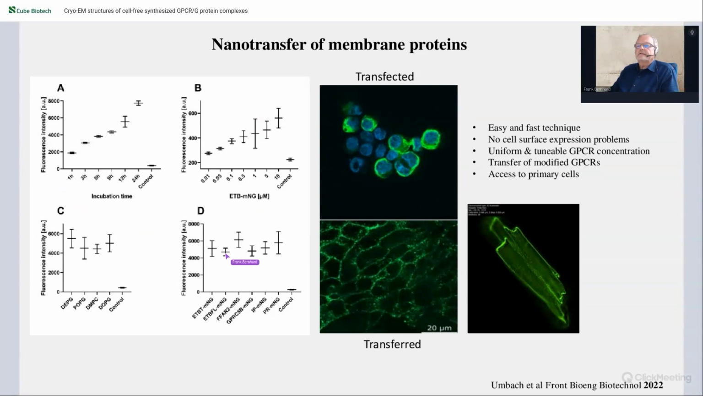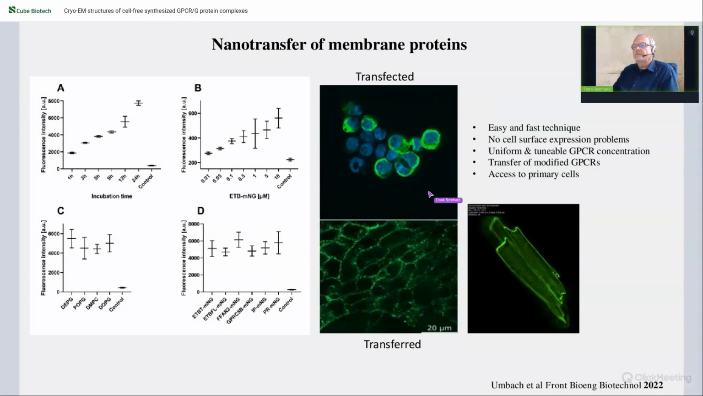Those are some basic characteristics. This transfer is very fast. Within 1 hour, you already get a significant transfer. You can nicely tune the amount of transferred protein by incubation time or by concentration of your protein solution. The transfer is independent of the lipid composition of the nanodisc membrane. It's also independent of the type of the inserted membrane protein. Here we tested the transfer of different GPCRs and other membrane proteins. So it's more a universal technique.